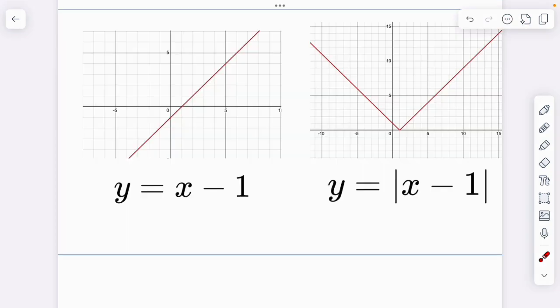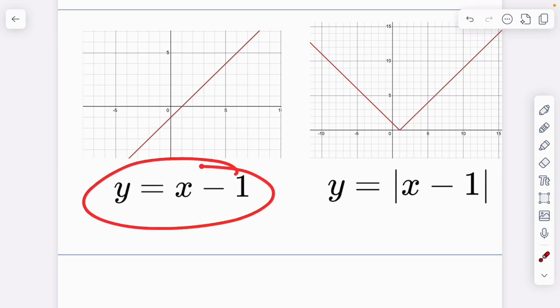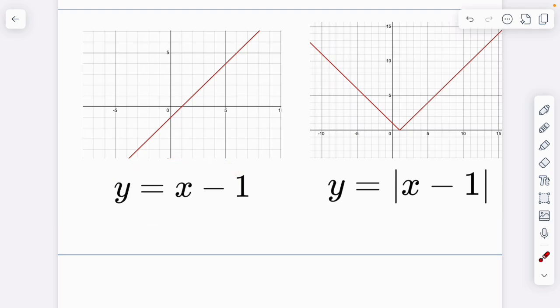So the modulus function is best illustrated when looking at a graph. As you can see here, with y equals x minus 1, we've got a constant positive gradient. And over here, we've got the absolute function of x minus 1. And so our gradient changes depending on the x value, meaning actually that it changes here at x equals 1.